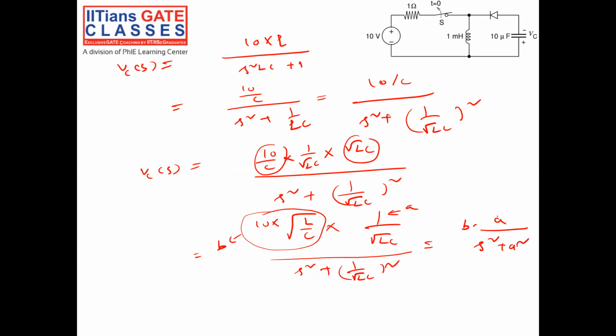So what is the inverse Laplace transform of A by S square plus A square? We know. So B of T will be the inverse Laplace transform of this, which is B into sin AT, because the Laplace transform of sin AT is A by S square plus A square. So here B is nothing but 10 into root over of L by C, and A is nothing but 1 by root over LC, into T. So this is my voltage of the capacitor at time t greater than 0.